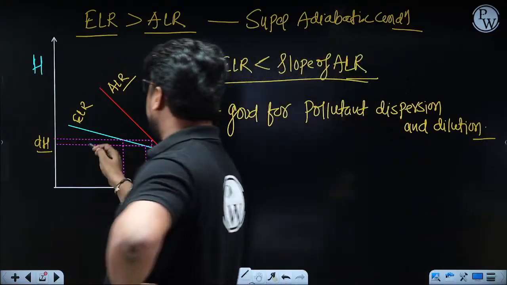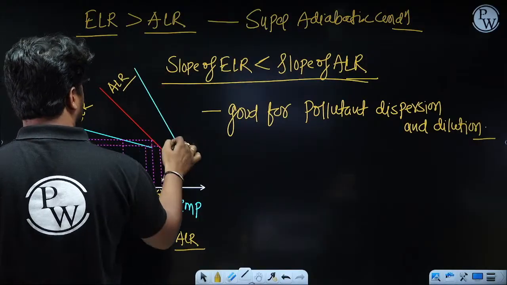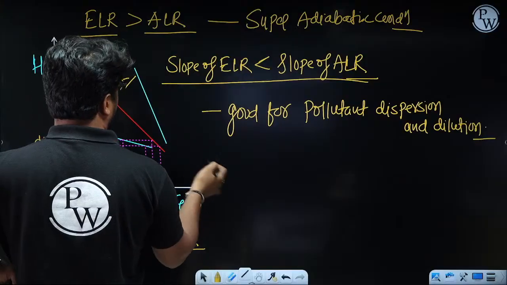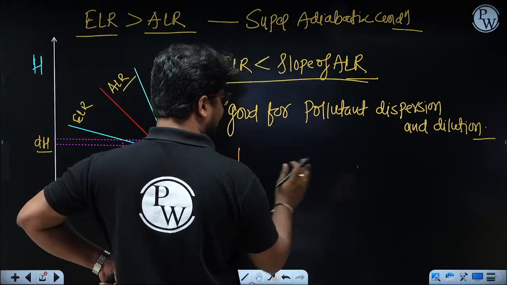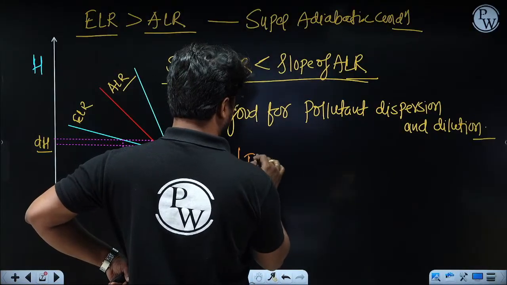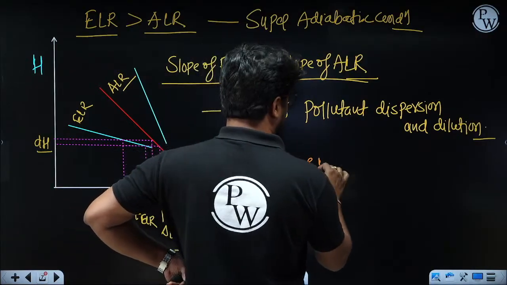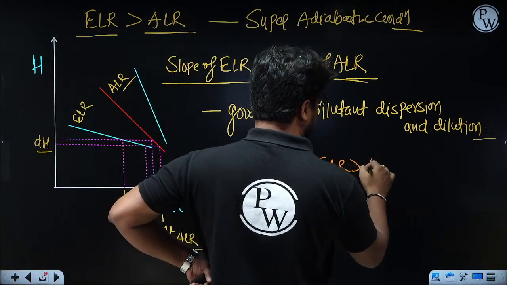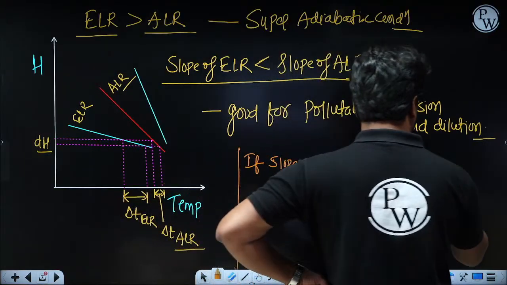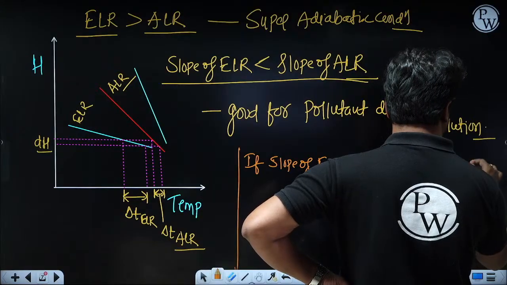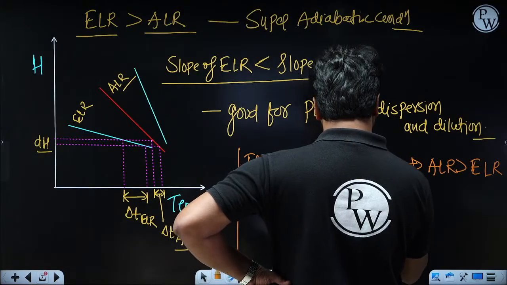Now if ELR will have more slope than what? Here I'm writing it for you. If slope of ELR is more than ALR, that means simple, the data says what? That means the ALR will be more compared to ELR. So this case we have given a name as sub-adiabatic case.